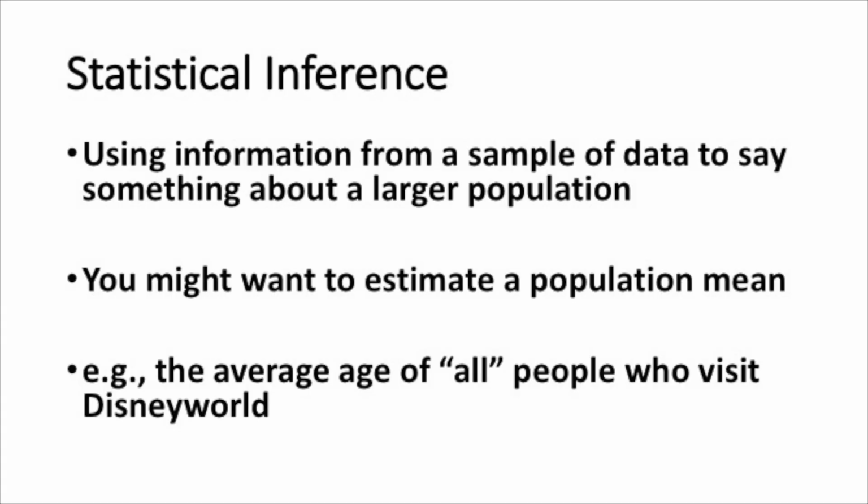Greetings, folks. Welcome. The practice of statistical inference is using information from a sample of data to say something about a larger population. One application of statistical inference is to use information from a sample to estimate a population mean. For example, you might want to try to estimate the average age of all people who visit Disney World.